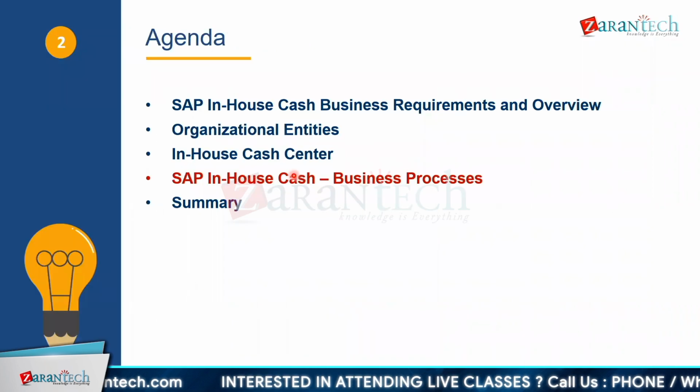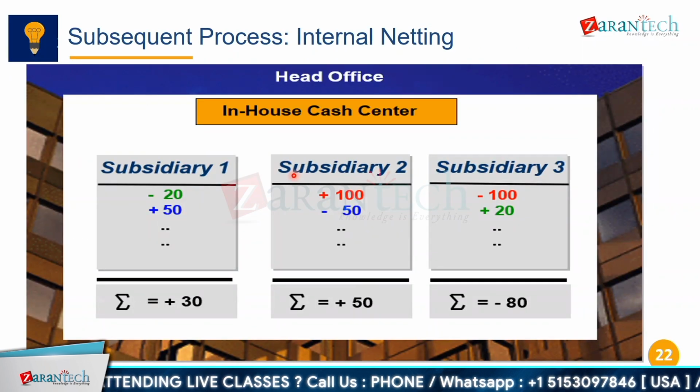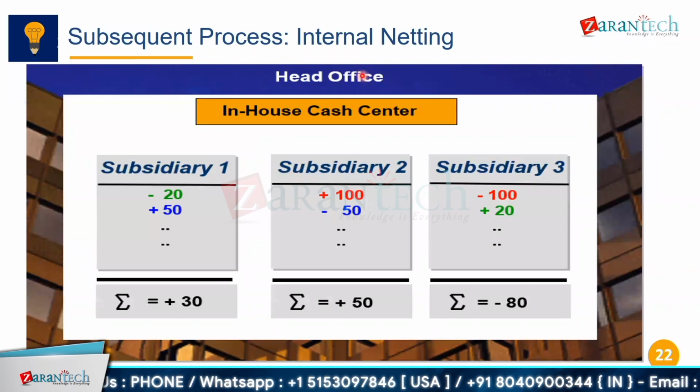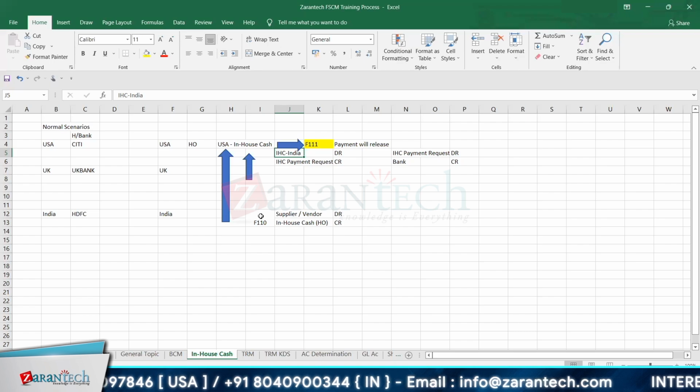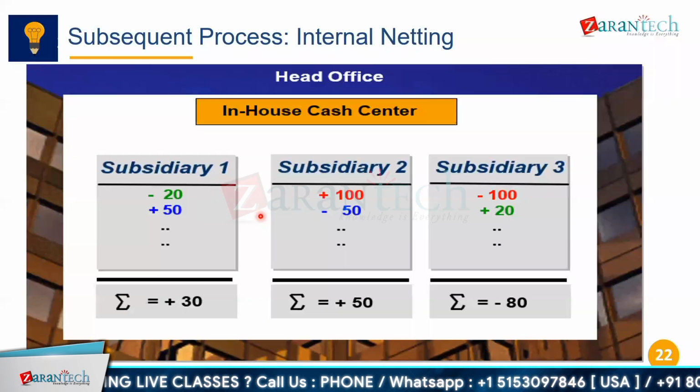Okay. So accounting I have explained. Then in turn, one very important concept is netting. These are additional functionalities available in in-house cash, but normally this solution is implemented by very few companies, considering the complexity. But the functionalities are there.